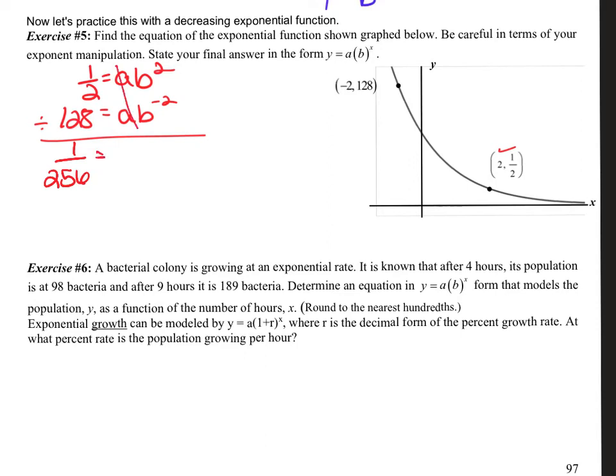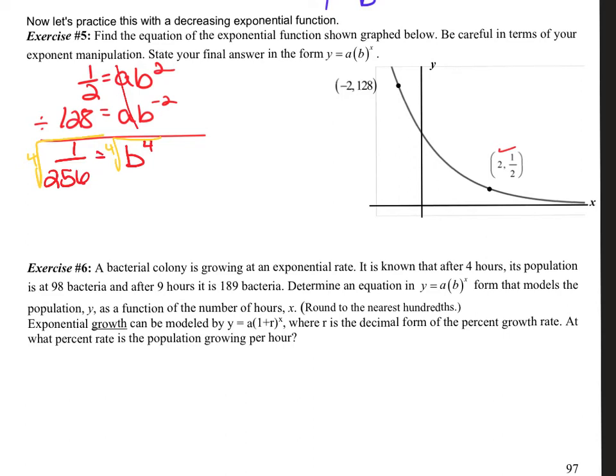Again, my a's are going to cancel. Now, this is what they were talking about before when they said, be careful in terms of your exponent manipulation. At first glance, you might think that it's b to the 0, right? But it's 2 minus a negative 2, which is 4, all right? And so now, to solve this, I would have to take the 4th root, which is going to work pretty similar.